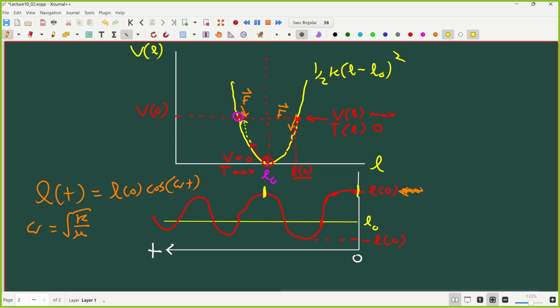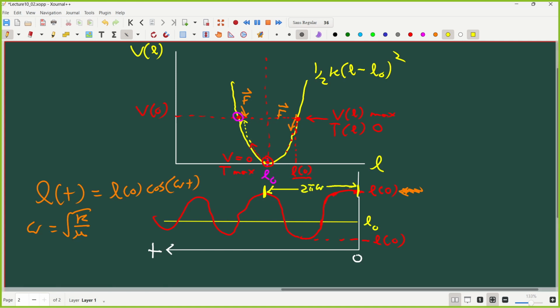And of course the period is the measure from this point to this point. This time difference is 2 pi over omega. So the rate at which the spring contracts and extends, the speed, how long it takes to go back and forth, is set by that.